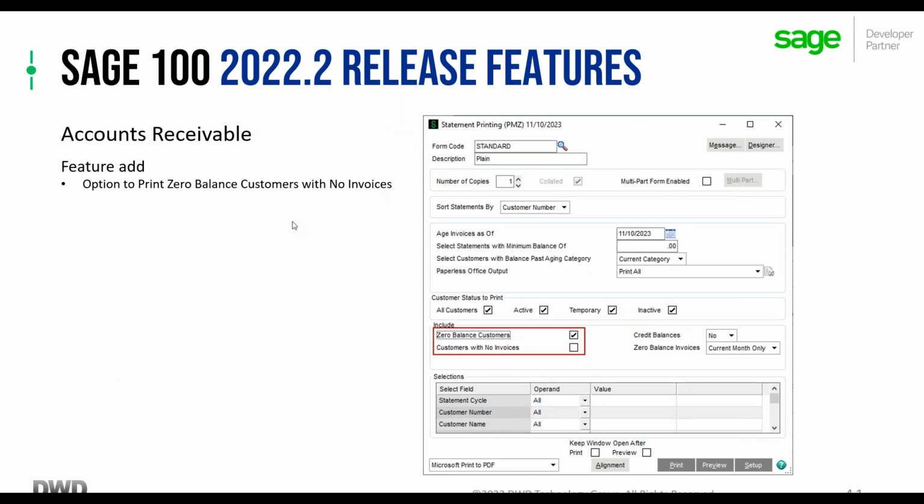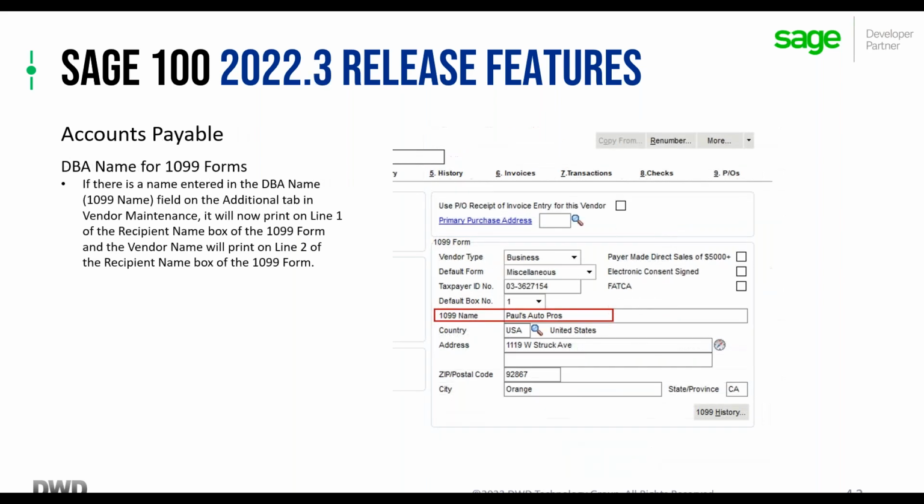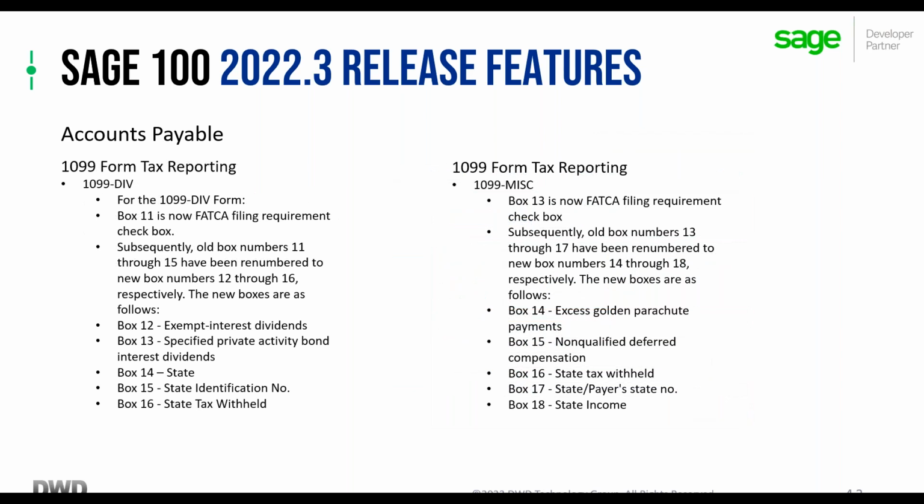Accounts receivable, just a print option, zero balance customers, no invoices when you're doing statement printing has been added. Again, DBA name, 1099 forms, etc. A lot of information collected around the whole 1099 process has been improved. This is the slide that I think Mary looked at me and laughed and said, "Oh, you won't understand all this." And she's not too far from being wrong.